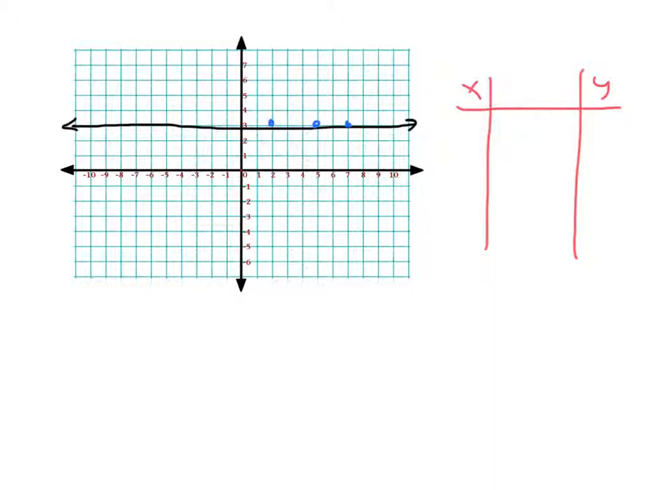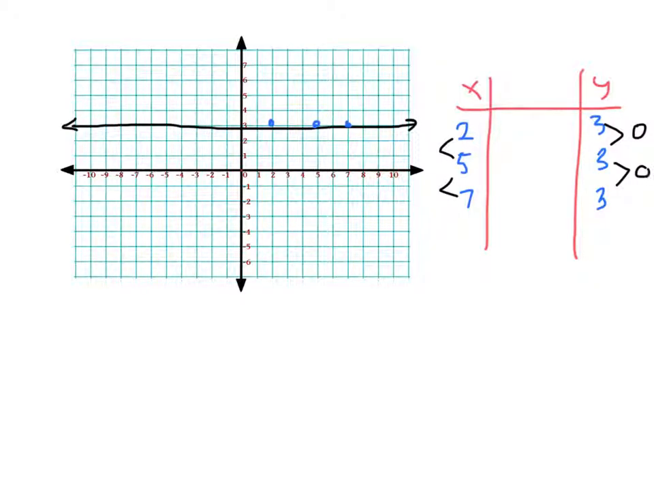So I have when x is 2, y is 3. I have when x is 5, y is 3 as well, and then I have when x is 7, y is 3. Notice my y's all repeat, right? So just like any time I'm working with a table finding an equation, I'm going to start with delta y over delta x to find my coefficient.